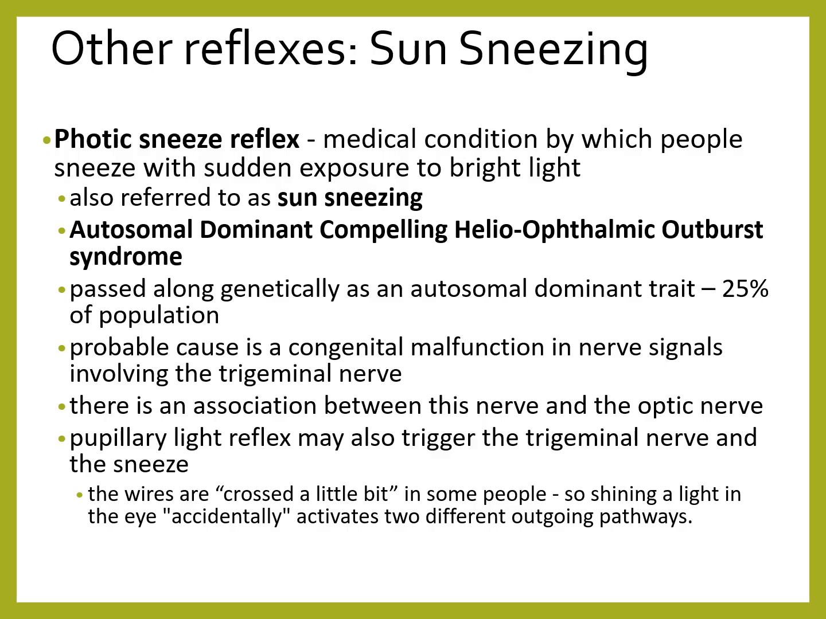It's called the photic sneeze reflex, and it's a condition by which people sneeze with sudden exposure to bright light, like the sun. It's also referred to as sun sneezing. And its official name is, ready for this, autosomal dominant compelling helio-ophthalmic outburst syndrome, or sun sneezing. Autosomal dominant means it's inherited. It is an innate reflex, and it is caused by the dominant allele of a gene. It's actually seen in 20 to 25% of the population.